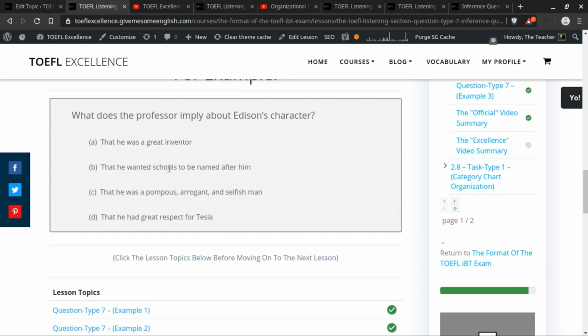"He was a pompous, arrogant, and selfish man." Pompous, arrogant, and selfish are all aspects of a person's character, so that very well could be the answer without really even referring to the notes. "He had great respect for Tesla." This is probably an example of a detail which was either specifically mentioned, or, if you know the dimensions of the relationship between these two people, you probably know that they didn't really like each other very much. So this would be an answer choice where they probably talked about respect, but it changes the information because it's not true.